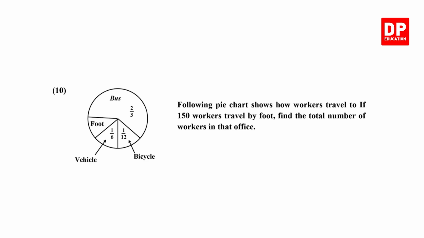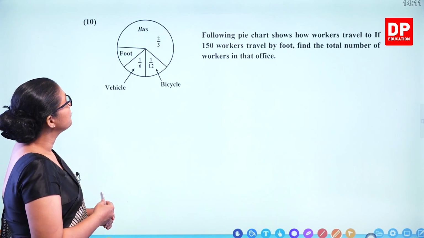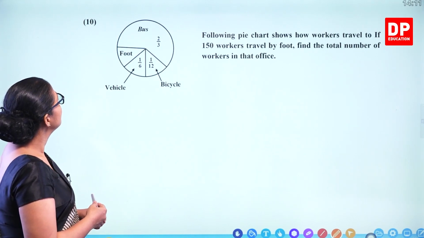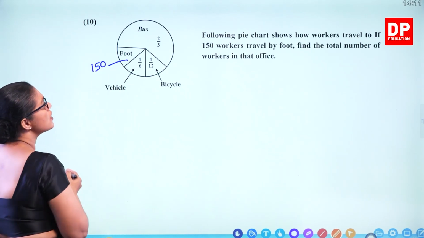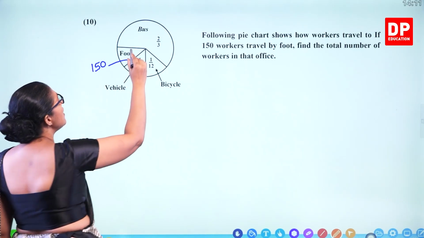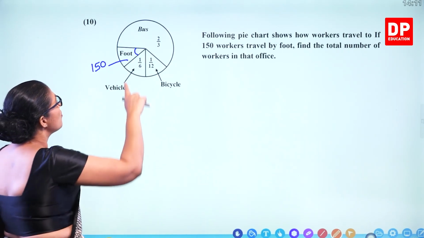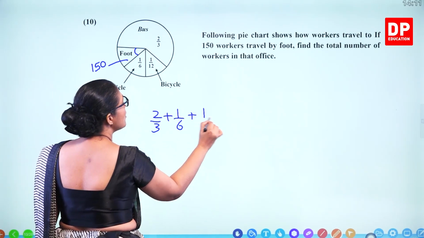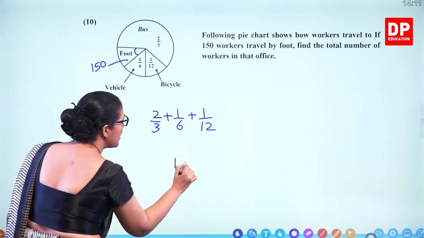Question number 10. Following pie chart shows how workers travel to work. If 150 workers travel by foot, this one is 150 workers travel by foot. Find the total number of workers in that office. So we can find out the fractional part of this sector. So what's the total of 2/3, 1/6 and 1/12? Total is 12 parts. That's the lowest common multiple.